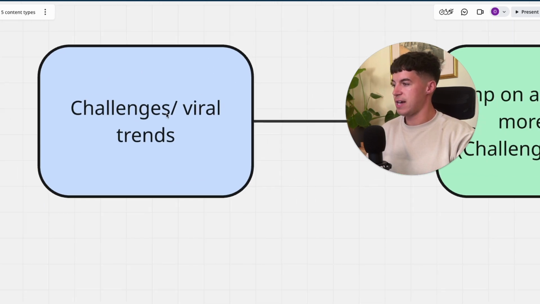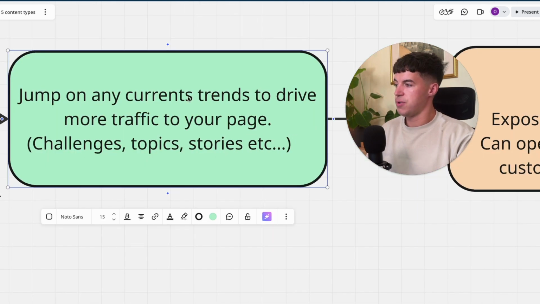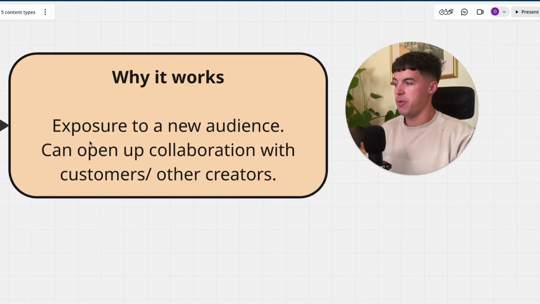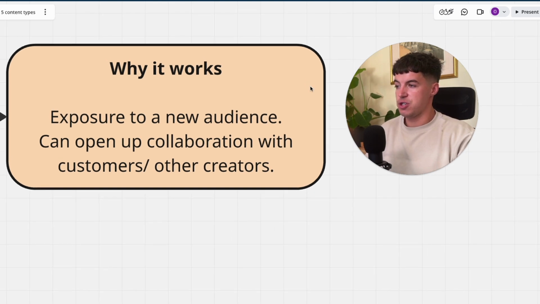Now, the last one, and I would say this is the one that you're going to use the least, but it definitely works, and these are going to be challenges or viral trends. So you can jump on any current trend to drive more traffic to your page, so challenges, topics, stories, etc. So why does this work? Well, it can sometimes give you exposure to new audiences, so new people that have never seen your account before. But the fact that you are jumping on something that is viral, the algorithm is going to push you more, and you might get your video put in front of new customers who are basically looking to explore.